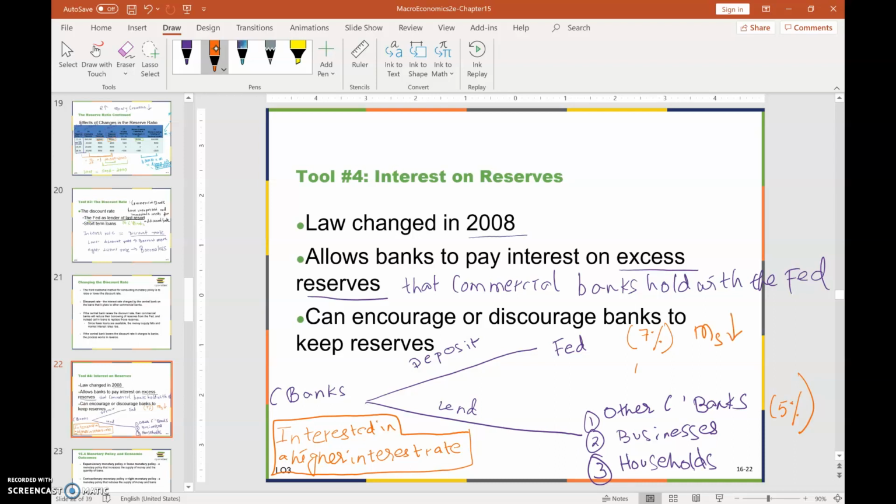On the other hand, if Fed has an interest rate of 3% and the other option here has an interest rate of still 5%, the commercial banks would rather lend out money rather than deposit money with the Federal Reserve Bank. For the second option, the money supply in the economy will go up. So the interest on reserves, if this increases, money supply is down. If this goes down, money supply goes up.